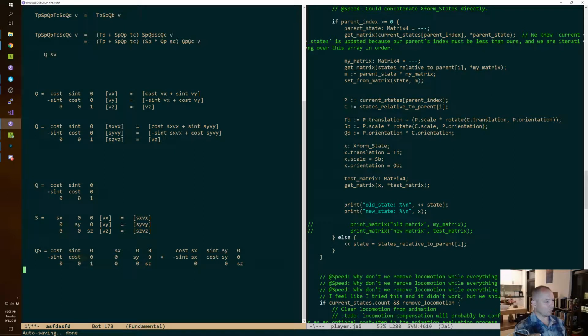wait, row by column, oh wait, it's different. Hold on. Row times column is minus sine theta Sy, cosine theta Sy. Right, so these are both Sx. These are both Sy. It's not the same answer. Okay.